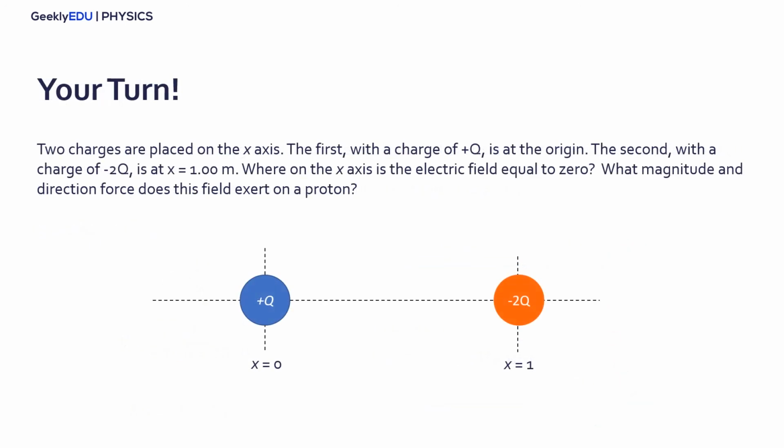Okay, now it's your turn. We have two charges placed on the x-axis. The first, with a charge of positive q, is at the origin. The second, with a charge of negative 2q, is at x equals 1 meter. Where on the x-axis is the electric field equal to 0? And also, what magnitude and direction of force does this field exert on a proton? So think about the situation and write your answers in the comment section.